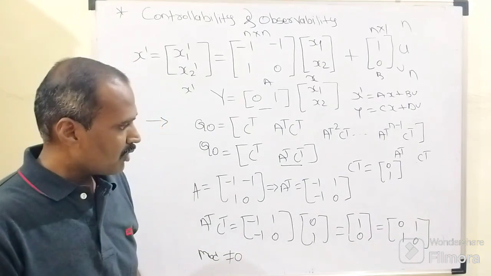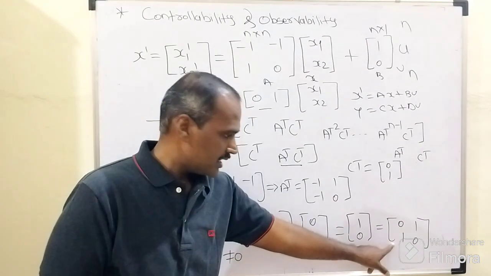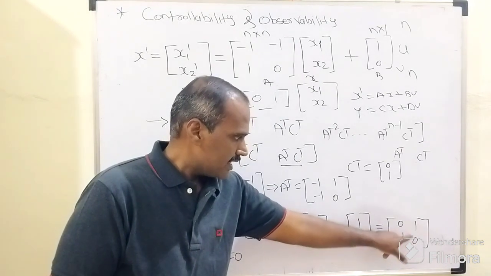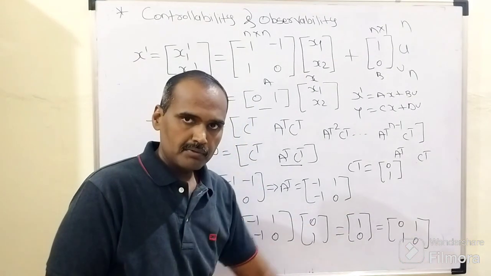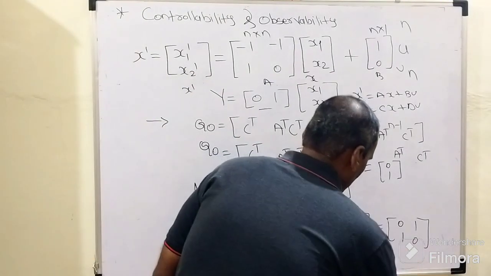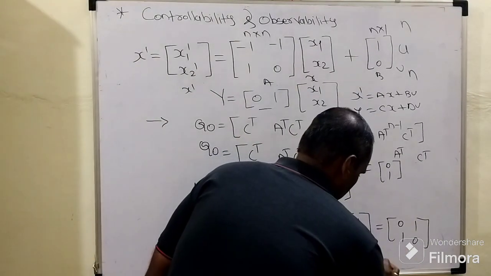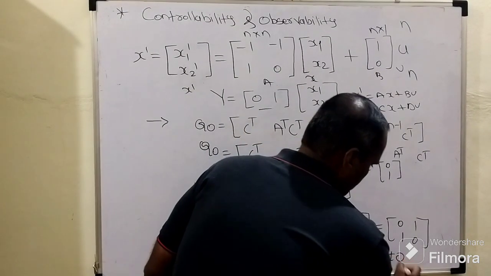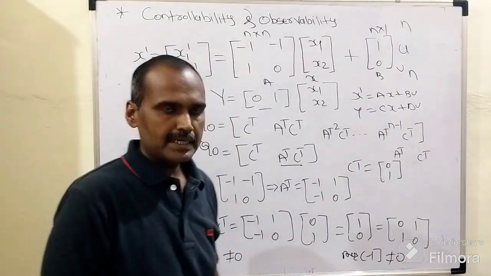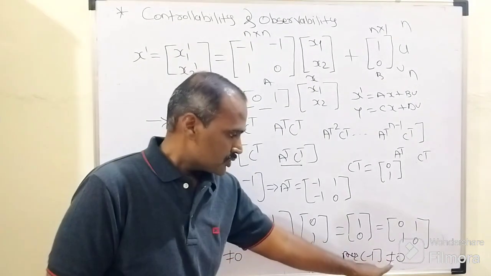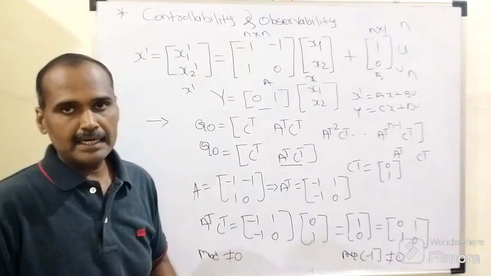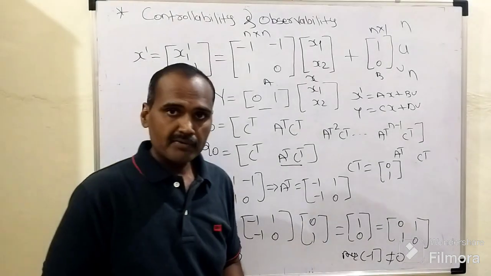So when we determine the modulus of this existing matrix, obviously 0 into 0 will become 0, minus 1 times 1, so it will become minus 1. So the modulus of this matrix equals minus 1. As it is not equal to 0, whether it is positive or negative has nothing to do with that. It should not equal 0, right? At that time we can say that this system is an observable system.